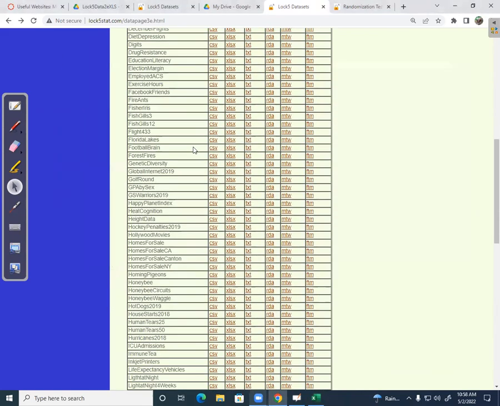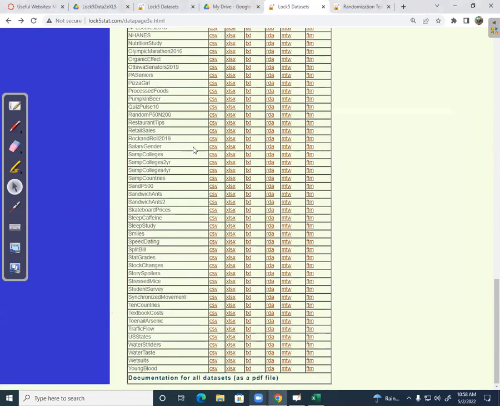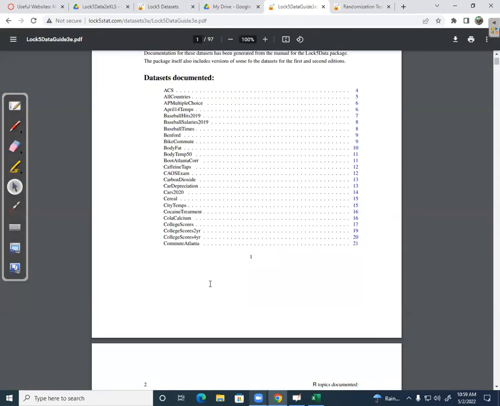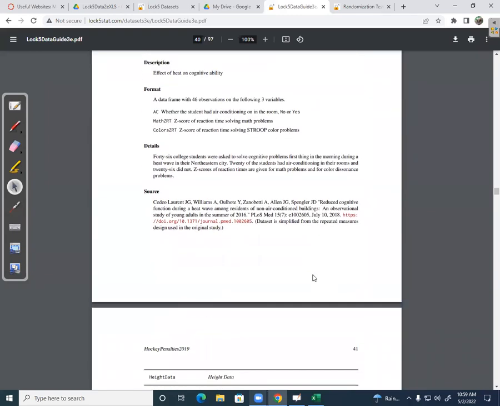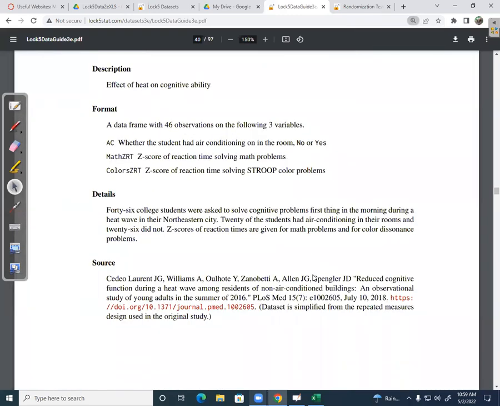Before we can do that, we need to read what the heck does all this mean. So documentation for the data sets is down here at the bottom. And I want to find the one called HeatCognition, because if we don't know this, we can't do anything. All right, HeatCognition. Let's blow this up a little bit. 46 college students were asked to solve cognition problems first thing in the morning during a heat wave in their northeastern city. 20 of the students had air conditioning in the rooms and 26 did not.